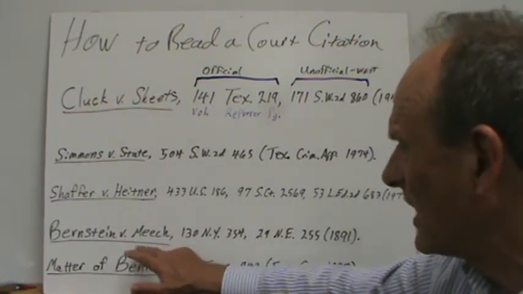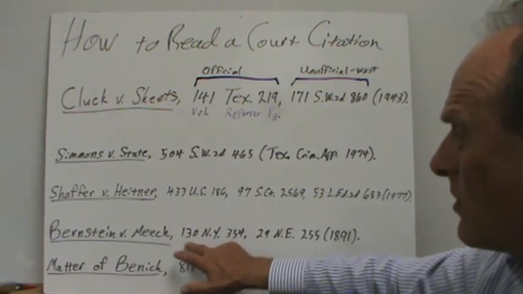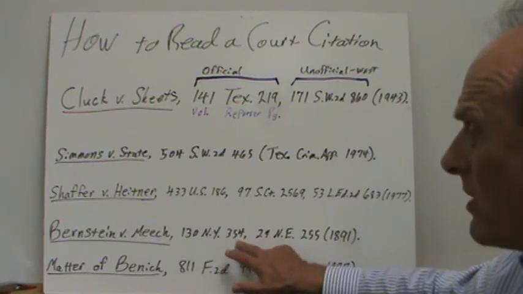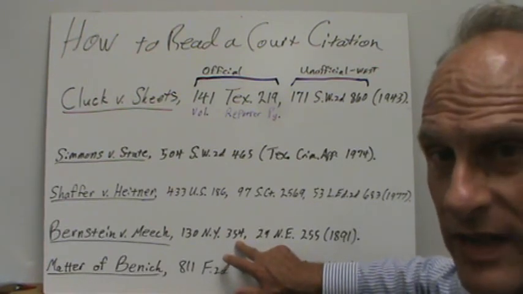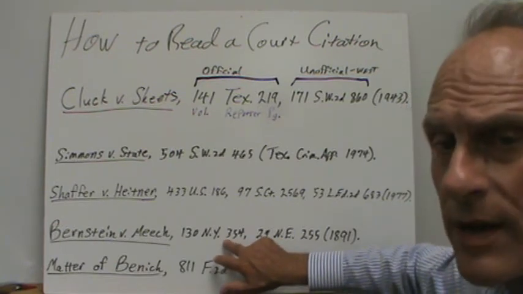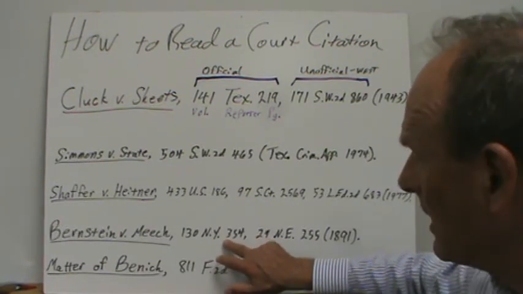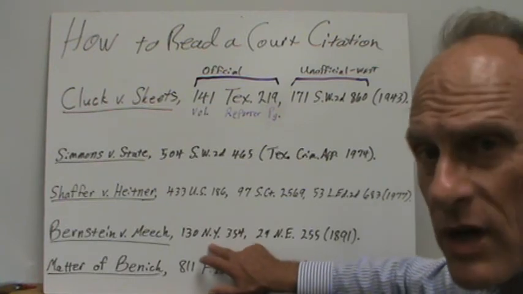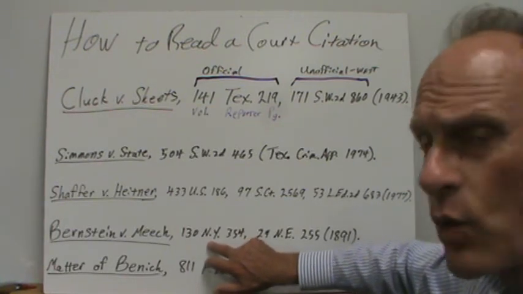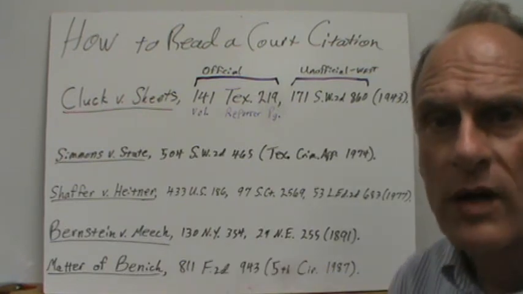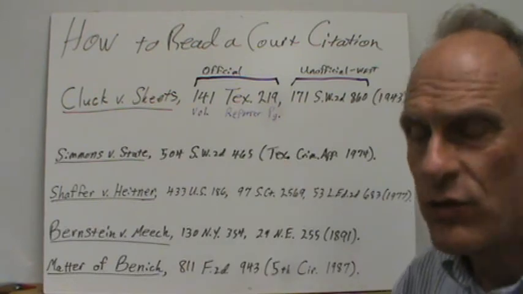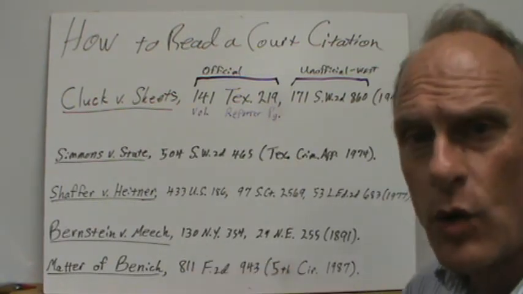Take a look at Bernstein. 103 NY 354. Wild guess what state that's coming from. That's right, New York. But I put this one up here for a particular reason. It's going to be the top court in New York, but New York is unlike the other states. Their top court is not called the Supreme Court of New York. It's called the New York Court of Appeals. Their court of last resort is called the New York Court of Appeals.